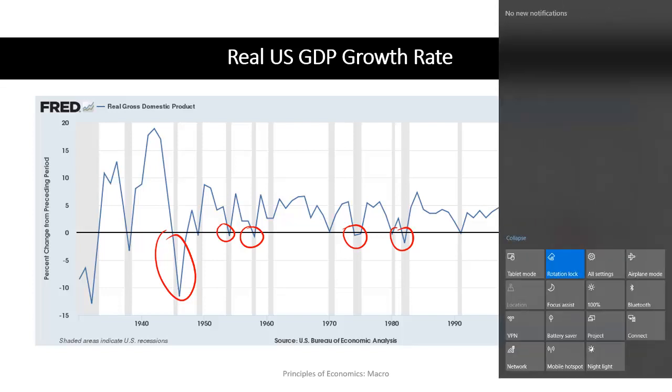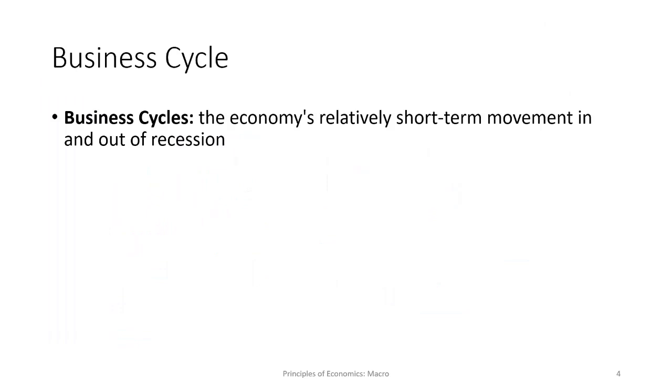Now let's first try to define business cycle. So business cycle is the economy's relatively short-term movement in and out of recession. So some years GDP goes up, some years it goes down. The years it increases, we have upswing or economy is doing better. Years when it decreases, economy is doing worse compared to the previous year.